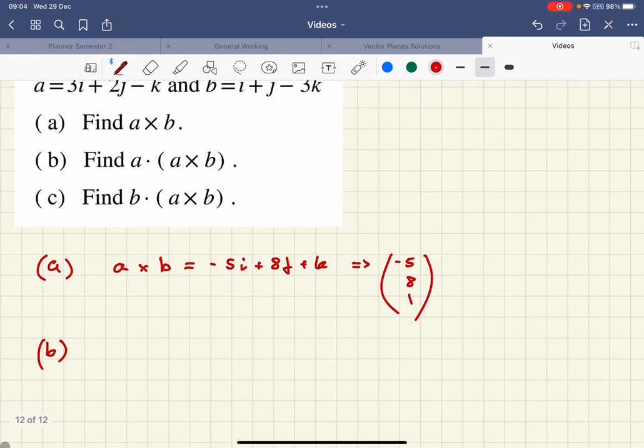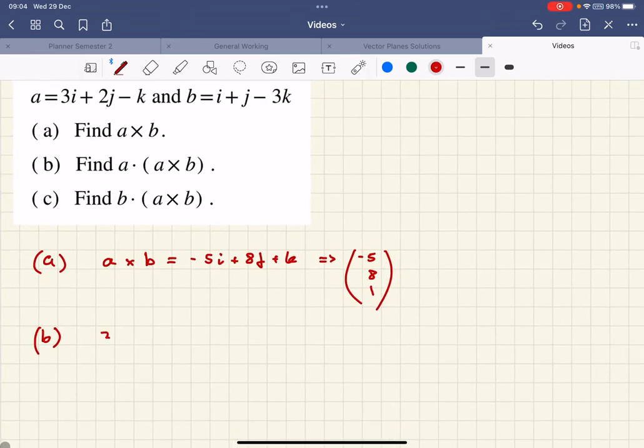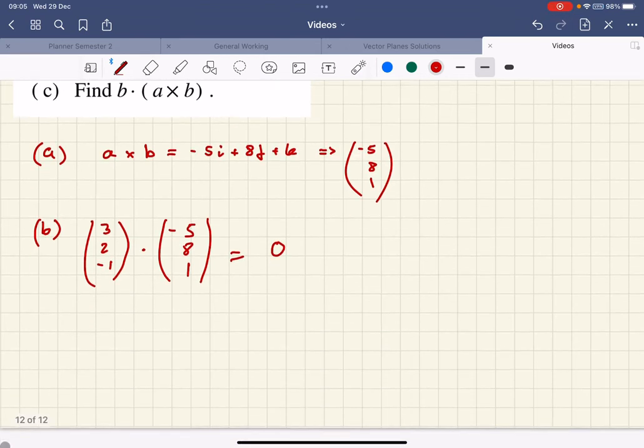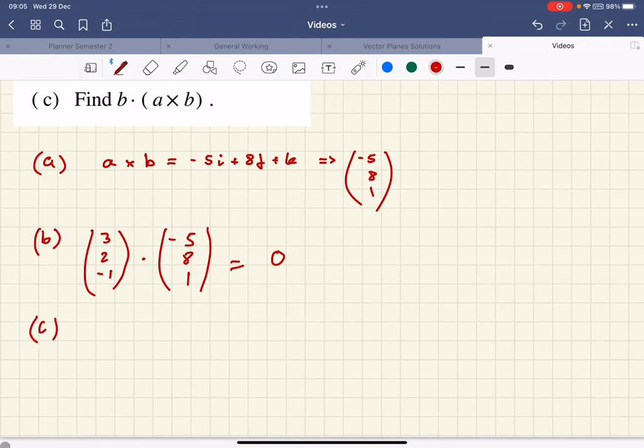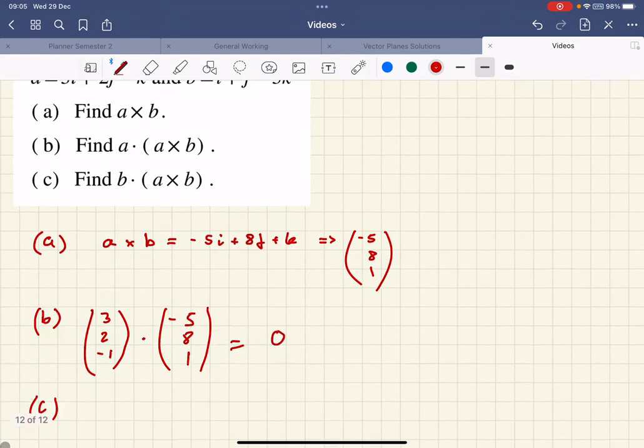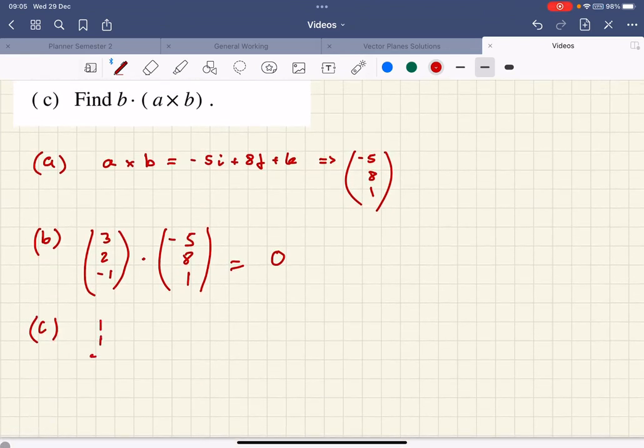So if we take the A vector as 3, 2 and minus 1, and we dot it with minus 5, 8 and 1, we get a single number. That gives me minus 15 plus 16, take away 1, 0. Okay, let's do that again, but this time with the B vector, 1, 1, minus 3, and we'll dot it with our cross product, minus 5, 8, 1. What do we got? Minus 5 plus 8 minus 3. This also gives me 0.